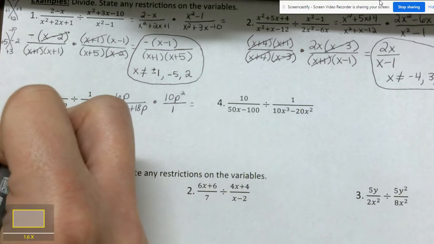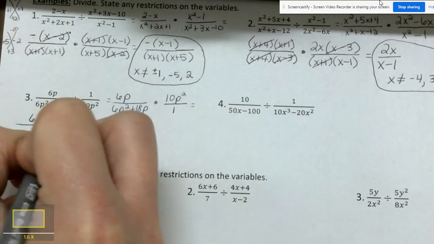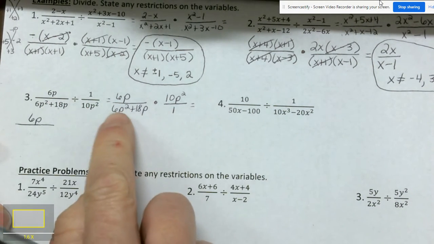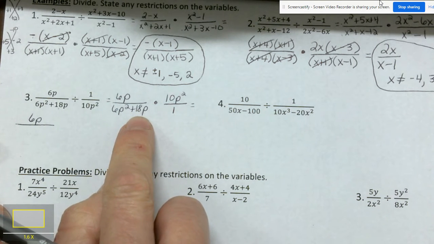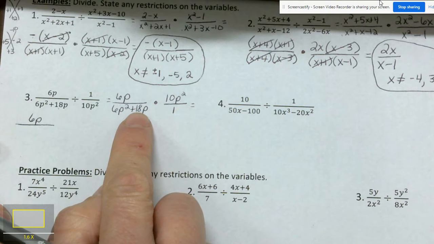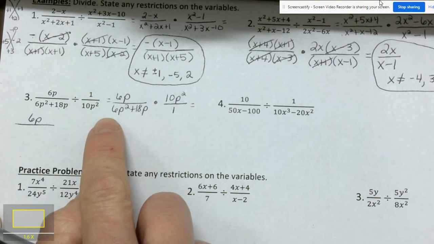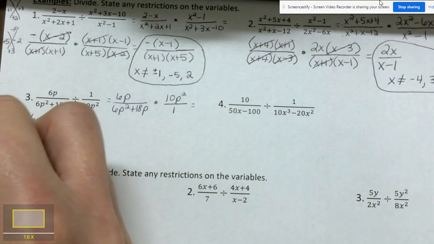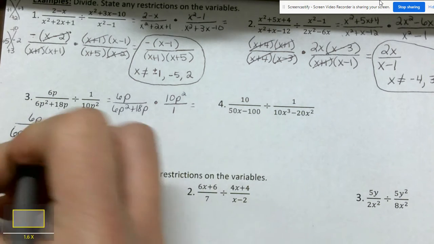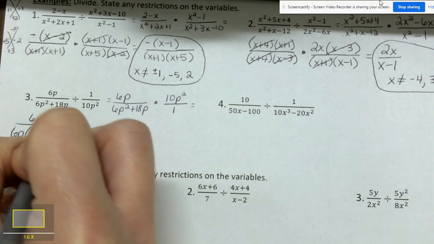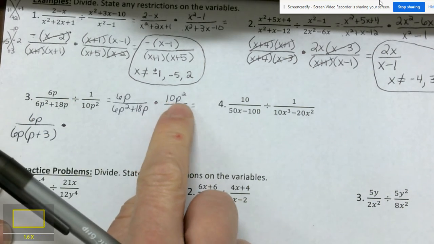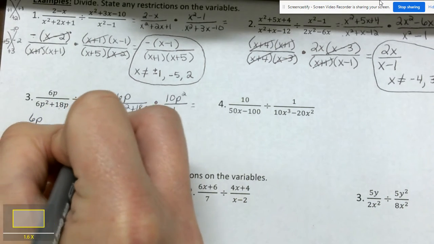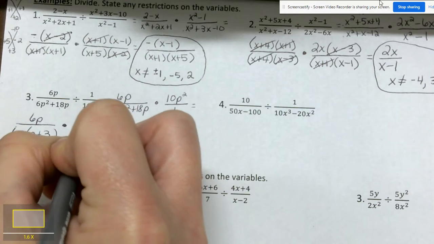Now we go to step 2, which is factor. So 6p, I can't factor that anymore. It's as simple as it's going to get. Since there's only 2 pieces here, this is a binomial, so I need to ask myself, do these things have a greatest common factor? They do, a 6 and a p. So I can take a 6p out, which will leave me with p plus 3. Okay, times 10p squared, I can't do anything with that. That's as simple as it gets. And I can't do anything with 1.